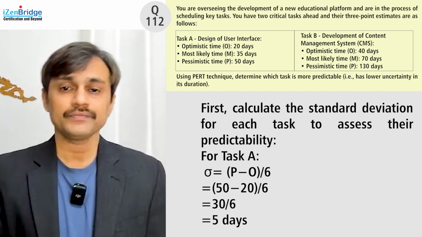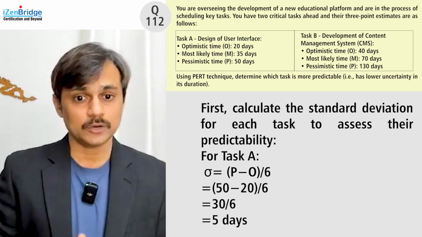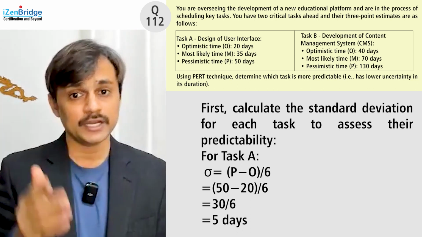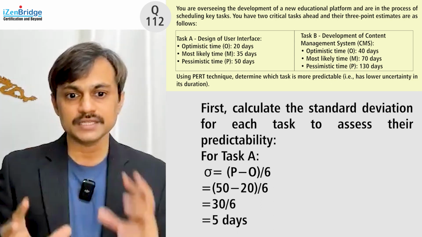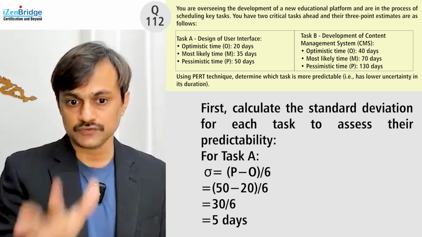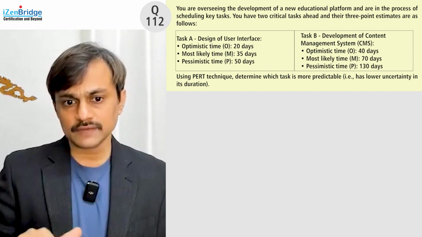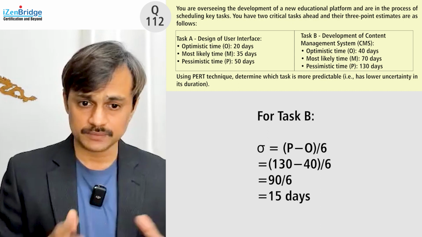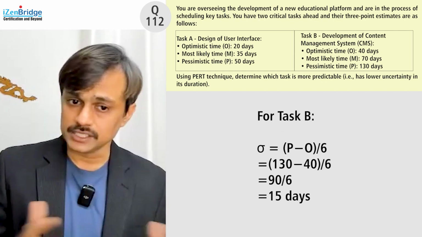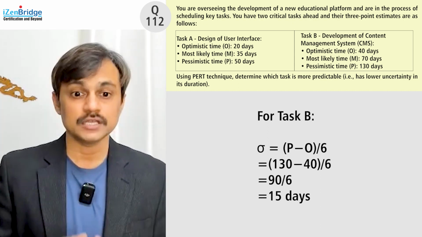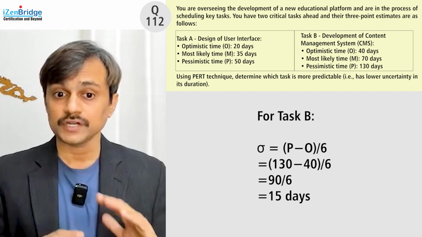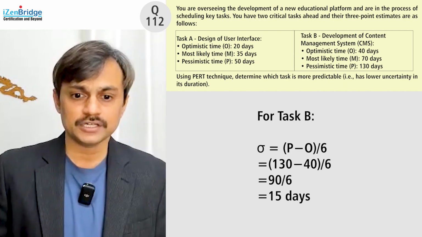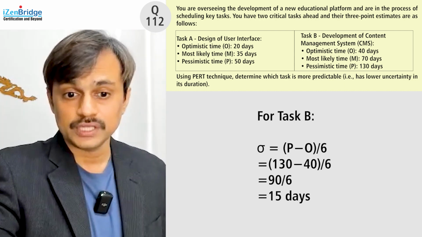So let's say for task A, the deviation is pessimistic minus optimistic divided by 6. So 50 minus 20 divided by 6, which is 30 divided by 6, which is 5 days. So we can say the standard deviation for task A is 5. Then the standard deviation for task B: pessimistic minus optimistic divided by 6, 130 minus 40 divided by 6, 90 divided by 6 comes to 15 days. So we know that the standard deviation of task B is more. So B is less predictable, A is more predictable. That's simply the answer.